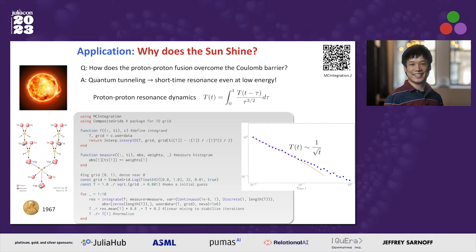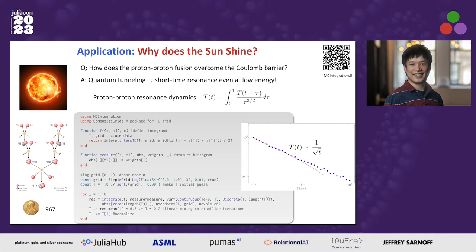Then with this, in the end of my talk, I would like to give you one real world example of how to use this package to understand why our sun shines, okay? So nowadays, we all know that what powers our sun is basically proton-proton nuclear fusion. But back in the 1920s, people had trouble understanding how this could be possible.